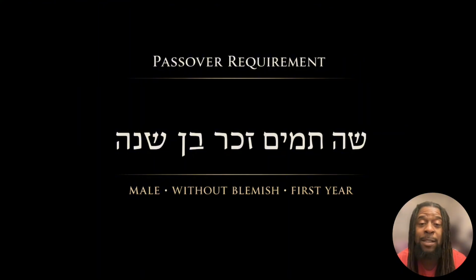Next, the Passover requirement. The Hebrew phrase, se tamim zachar ben shana, all right, is male without blemish first year, okay? All right? Tamim, without blemish. Zachar, that also means remember, but here, male. All right? Shana is the first year, all right, of that se, okay? Goat or lamb. All right, let us continue.